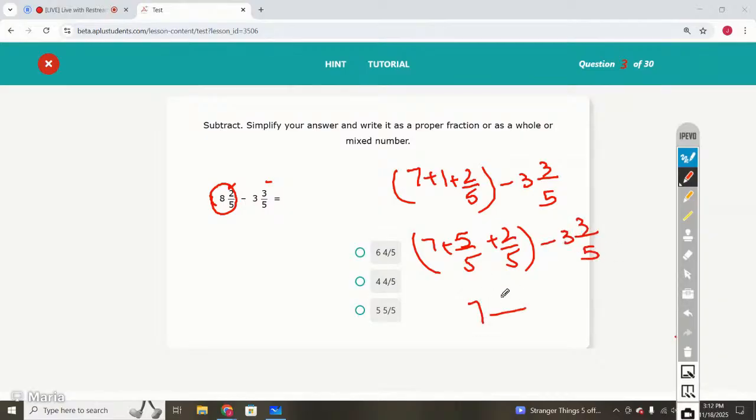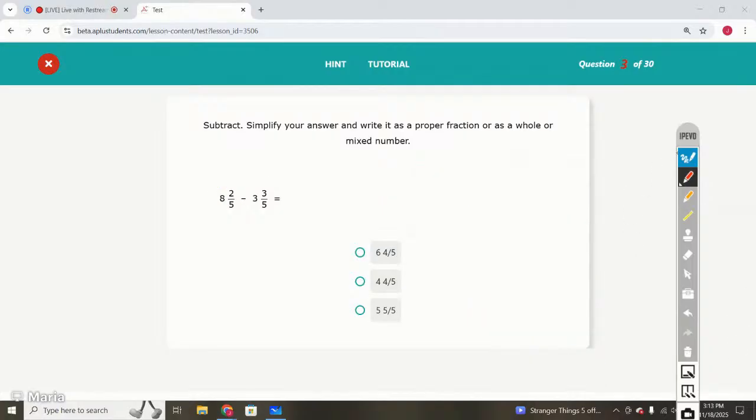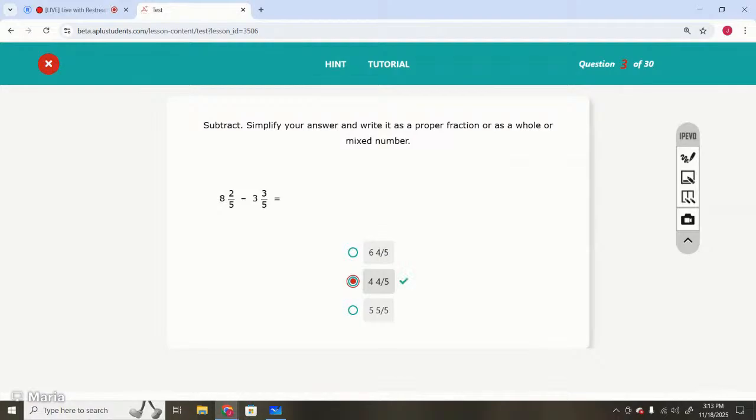So that is 7 whole 7 over 5 minus 3 whole 3 by 5. See, now you can subtract. 7 minus 3 is 4. 7 minus 3 is again 4. That is 4 whole 4 by 5. Option number 2 is the correct option. Got it?